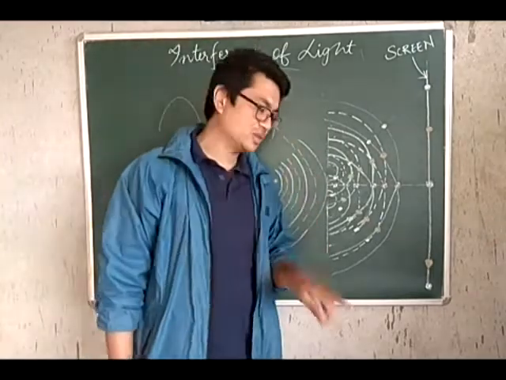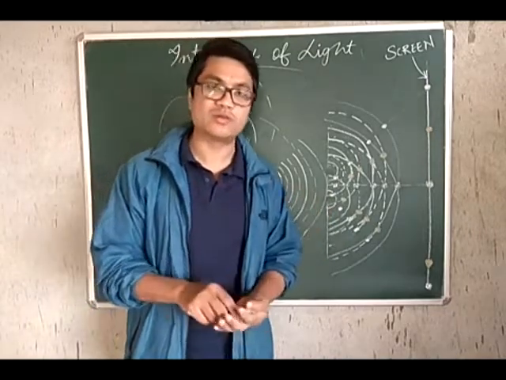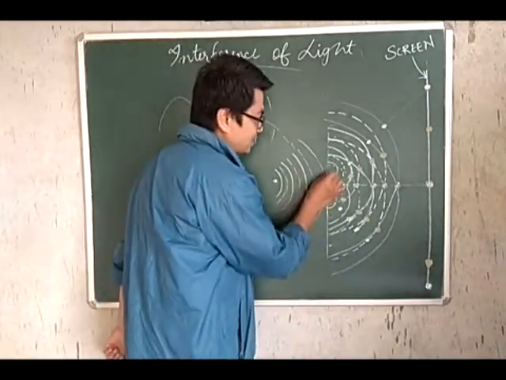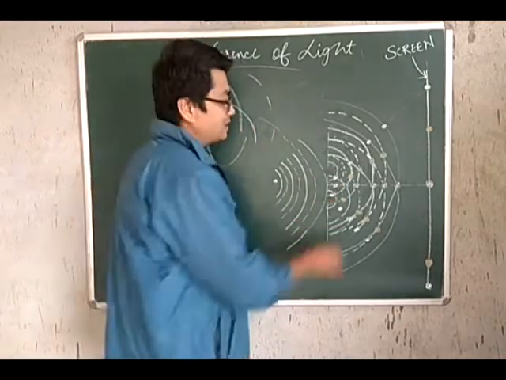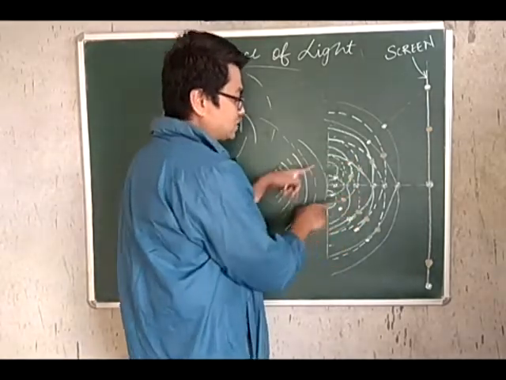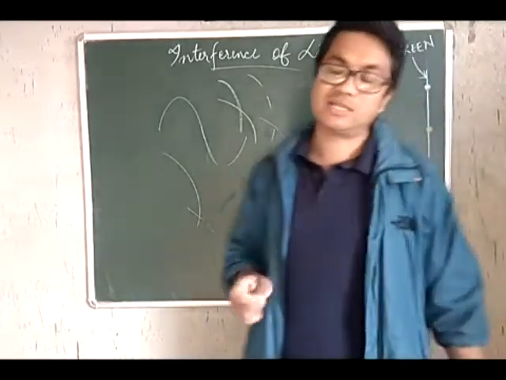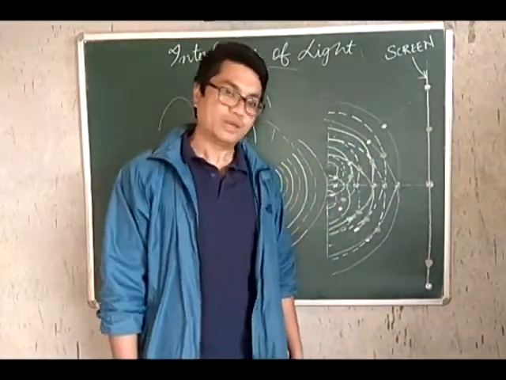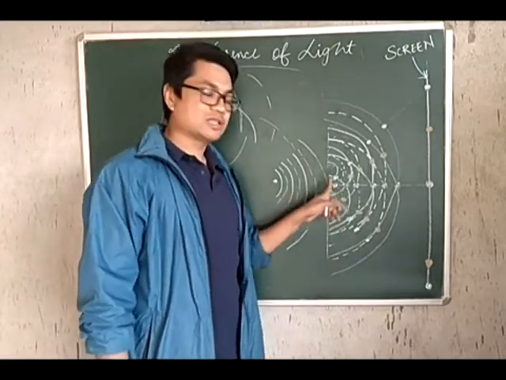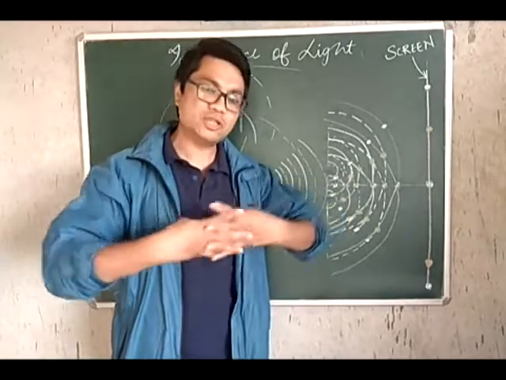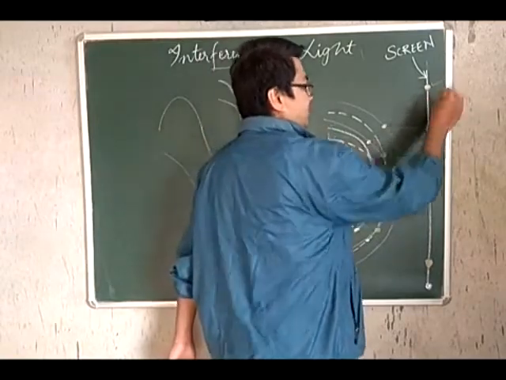Now, according to Huygens principle, these two slits also act as two different sources of light. Every point lying on this slit is a new source of light, and every point lying on this slit is a new source of light. Thereby, if we observe from this side, these two slits act as two different sources of light. So waves coming from these two sources interfere with each other, in turn giving us alternate maximum and minimum.